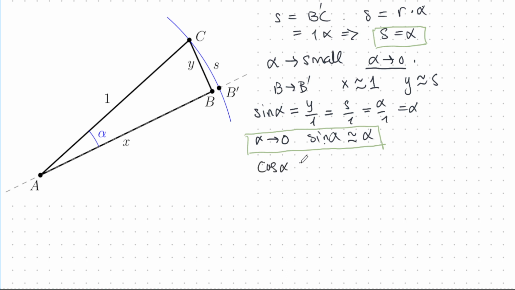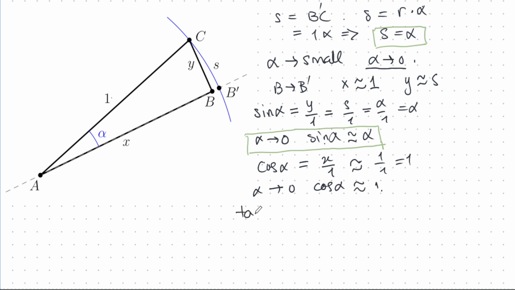Cos of alpha, what's that? Well, cos is adjacent over hypotenuse, but this approaches when alpha is small. When alpha is small, 1 and x are almost the same, so you get 1 over 1, and that's 1. So when alpha goes to 0, cos of alpha is approximately 1.